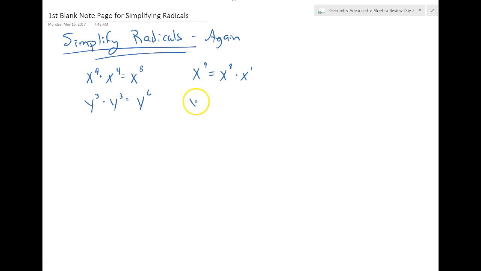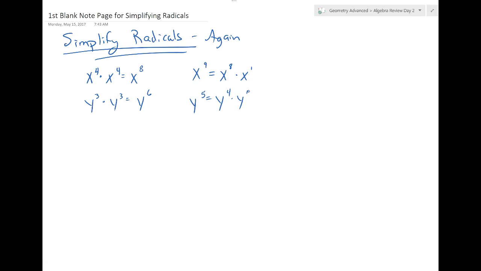What if I wanted to change y to the 5th? I need to factor it into a perfect square number. What would I factor that into? Y to the 4th times what? Yeah, y to the 1st. So we're going to use those in order to simplify well. So you're going to have radicals like crazy in your square roots anymore, because that's basically what you're going to be working with.